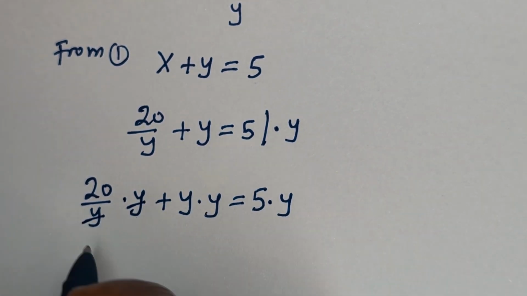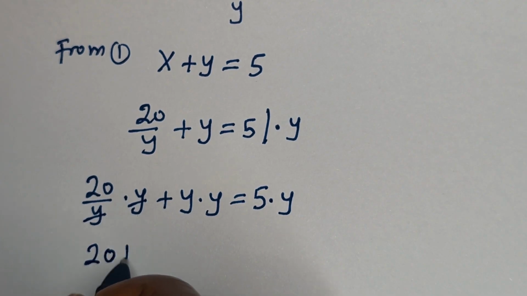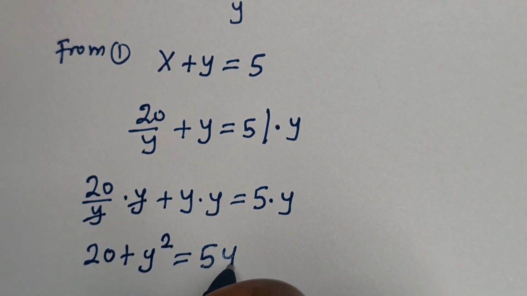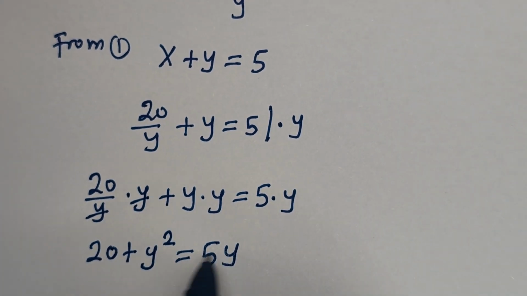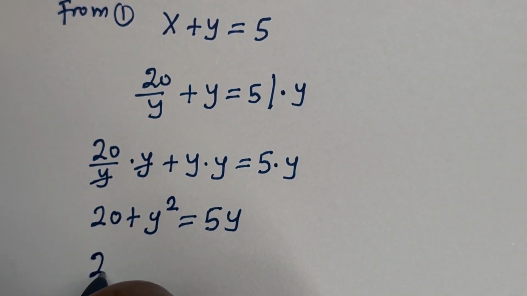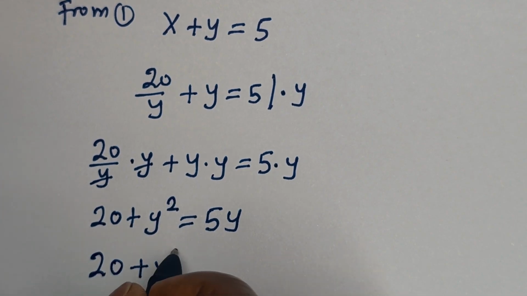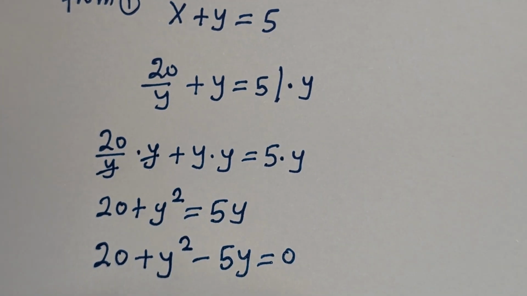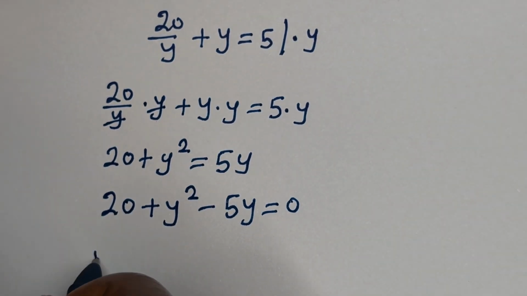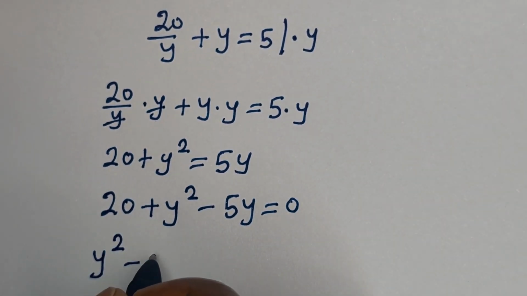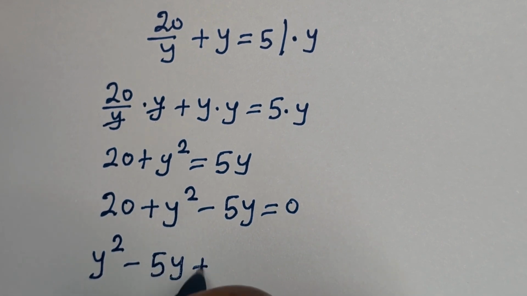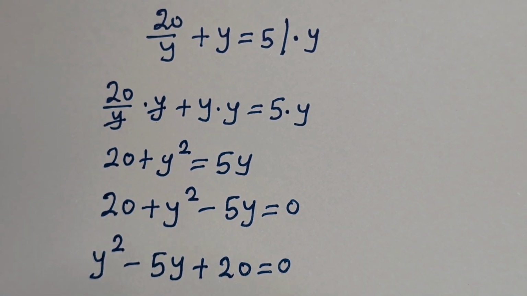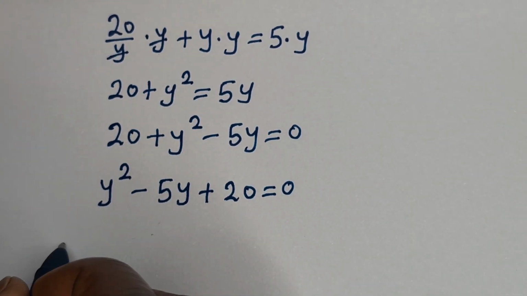This y cancels this y. We have 20 plus y squared is equal to 5y. Let us equate everything to 0. We have 20 plus y squared minus 5y is equal to 0. Let us put this in standard form. y squared minus 5y plus 20 is equal to 0. This is a quadratic equation. Let us solve this using the quadratic general formula.